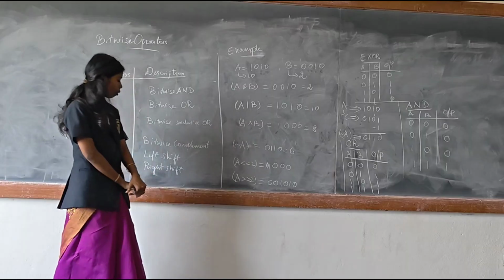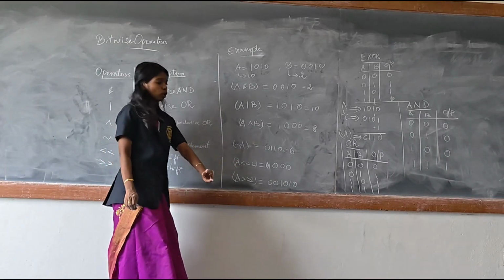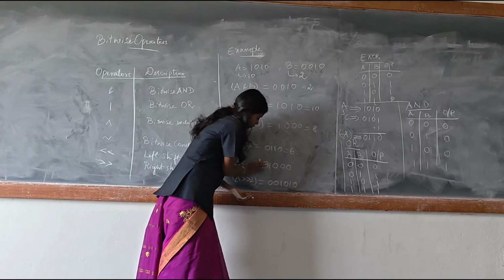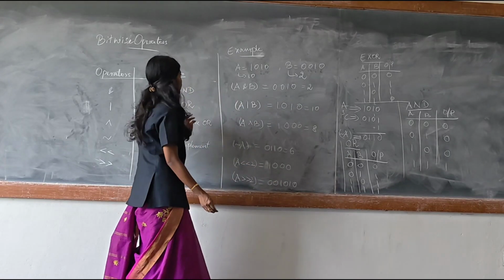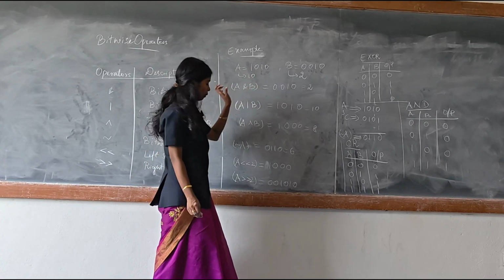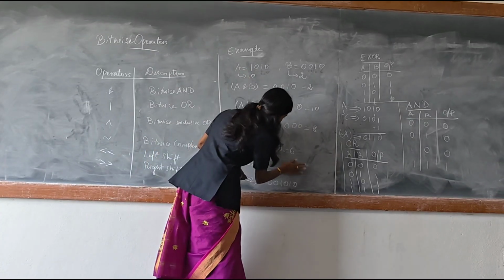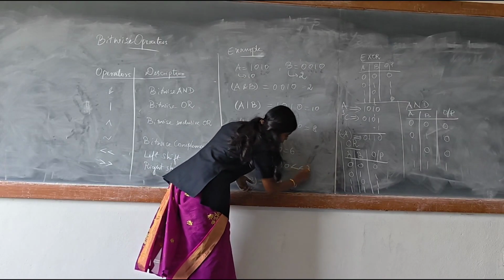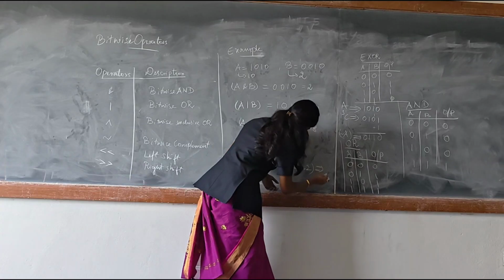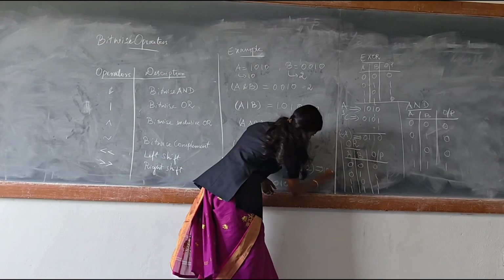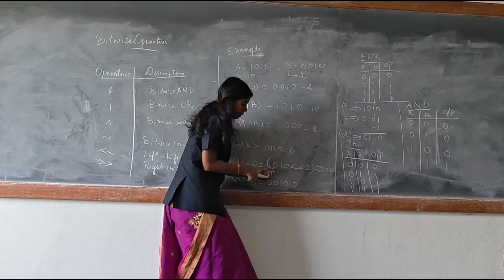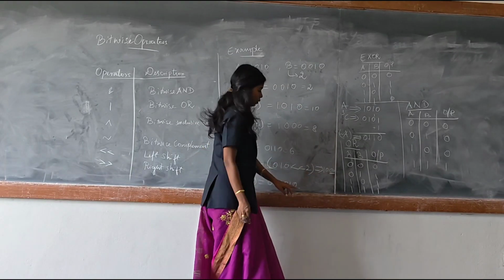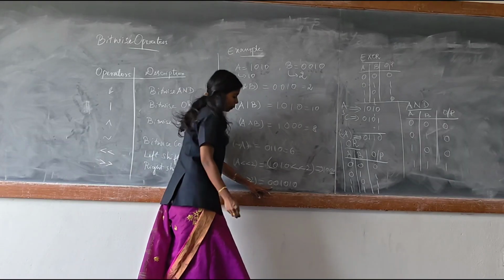Next, the left shift operator, A left shift of 2. You have to shift the bits to the left side. 1010 left shifted by 2 gives 1000. The two leftmost bits are shifted out and the last 2 digits are filled with 0. The same concept is applied here.